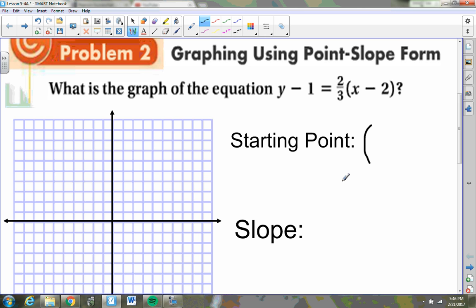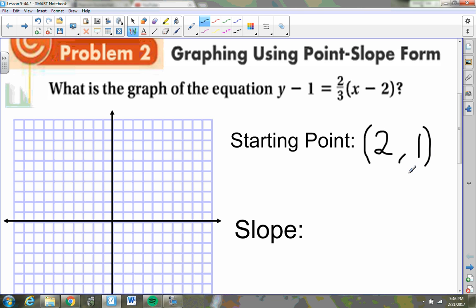So what we need to look at is what number is being subtracted from the x. In this parentheses it says x minus 2. Therefore, our starting point x value is 2, because the starting point is whatever number is being subtracted from the x, in this case, a 2. The y value is just whatever number is being subtracted from the y, which is out here, y minus, in this case, y minus 1. Therefore, our starting point's y value is 1.